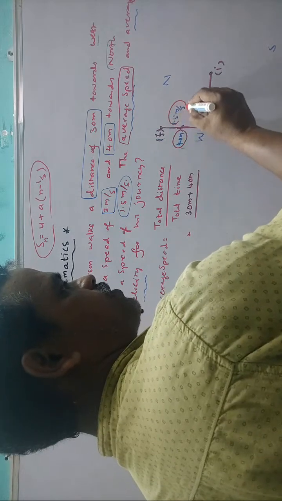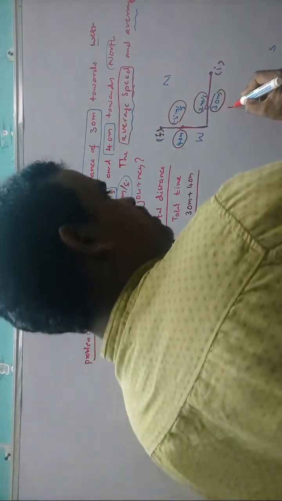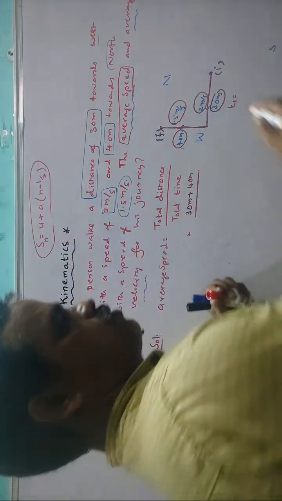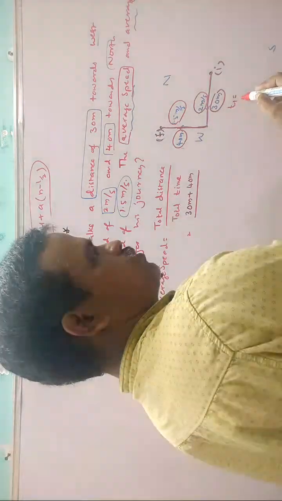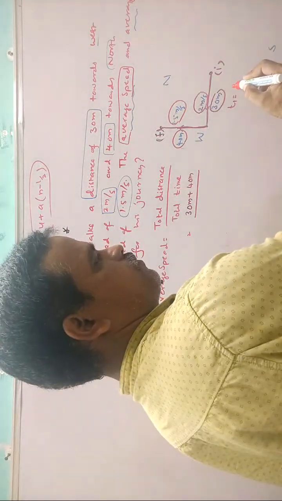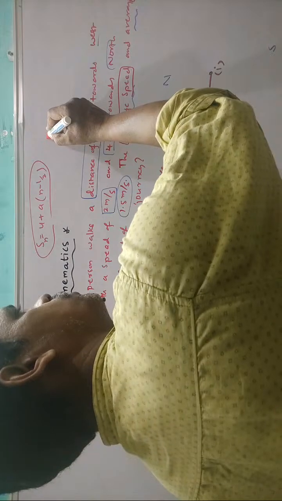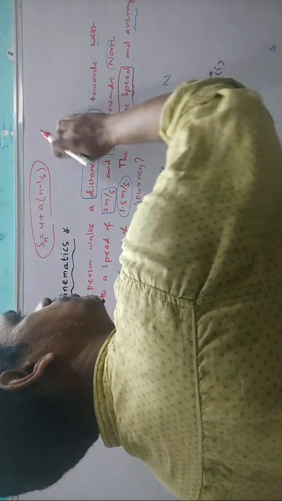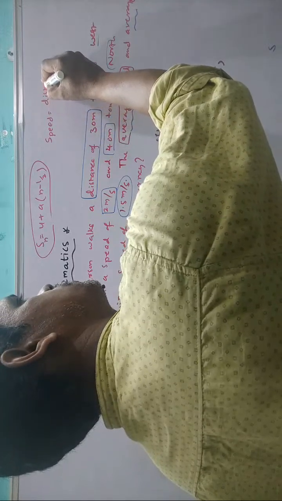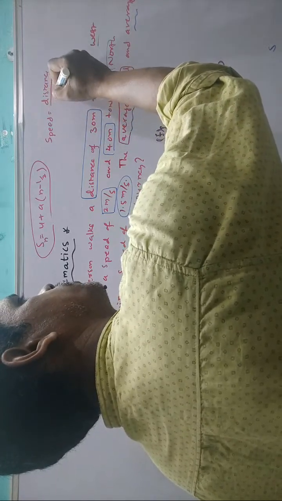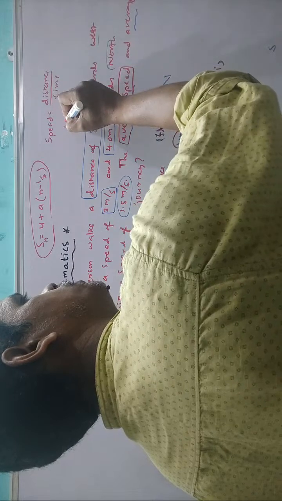1.5 meter per second. So how much time is taken here? For this distance, he traveled with 2 meter per second. Time is equal to what? Already you know this: speed is equal to distance by time. Then time is equal to what?